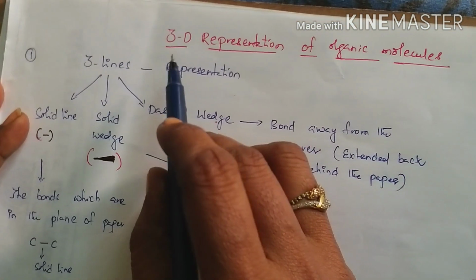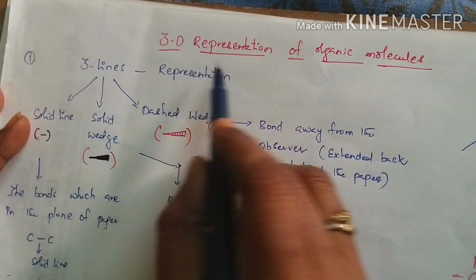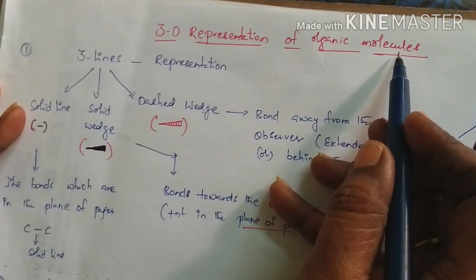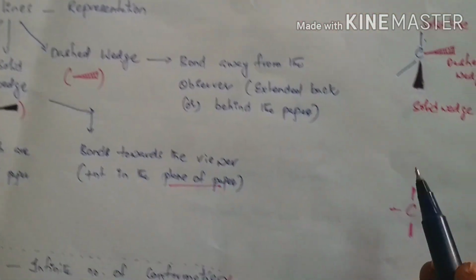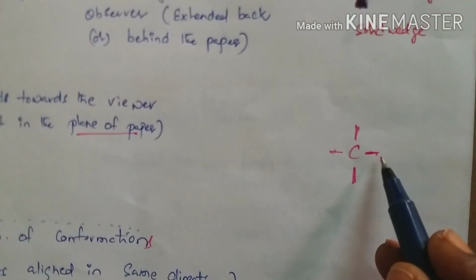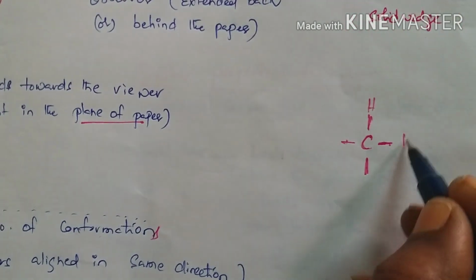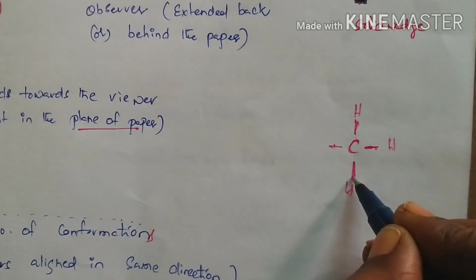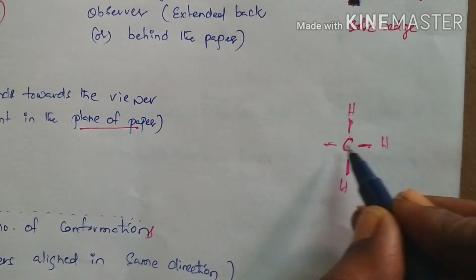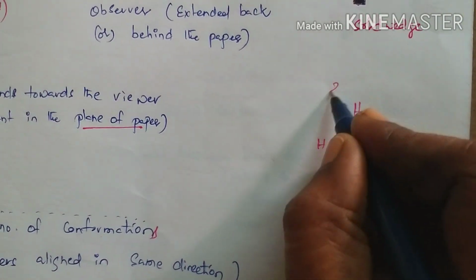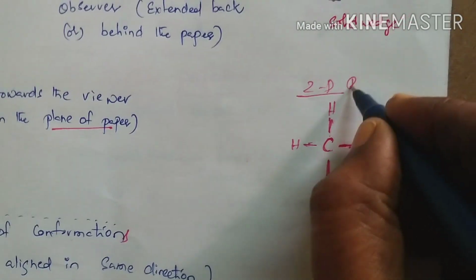Hello students, today we are going to discuss three-dimensional representation of organic molecules. As everyone knows, the valency of carbon is 4. So carbon has 4 bonds. The upper bond and downward bond, and the remaining 2 are represented sideways. This is the two-dimensional representation of carbon.